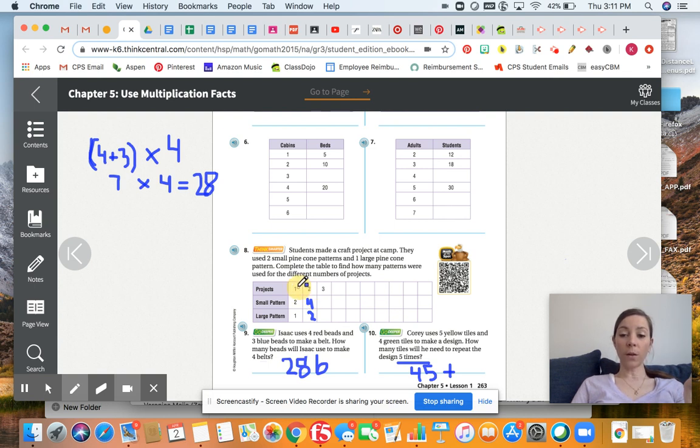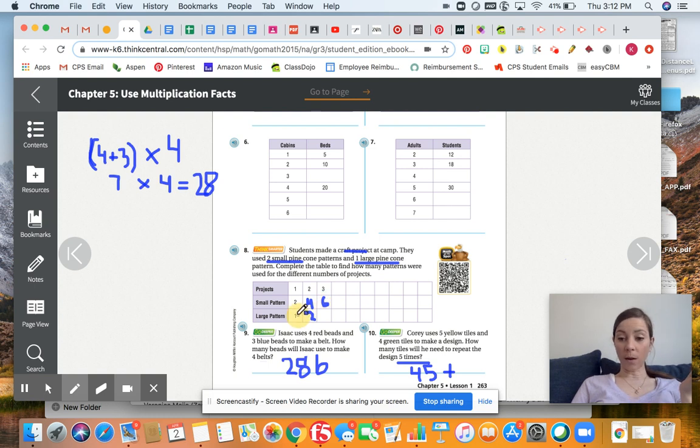And what I could do to also help me figure this out again is going down this column. What do I have to do here? Well, actually, I don't really want to go down that column because then it doesn't quite work. But if I use the clues, it helps me. Okay. The craft project has to have 2 small pinecone patterns and 1 large pinecone pattern. So every time I have a project, I have to have 2 smalls and 1 large. So if I increase that, I need to add 2 more. And if I do another one, I have to add 2 more. So this should be 6.